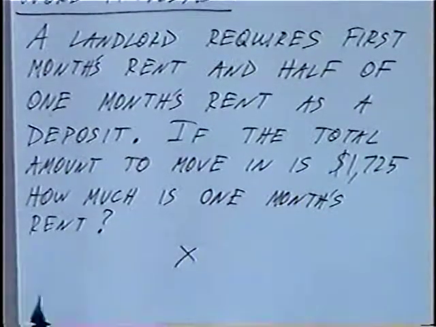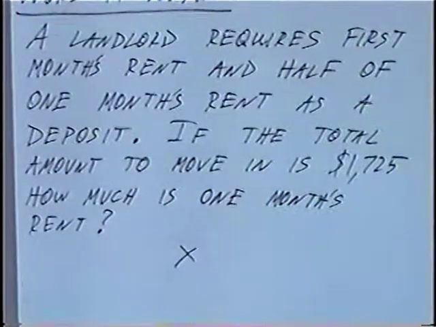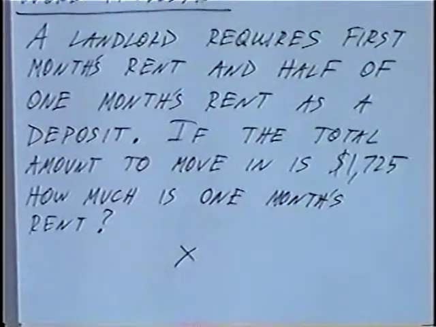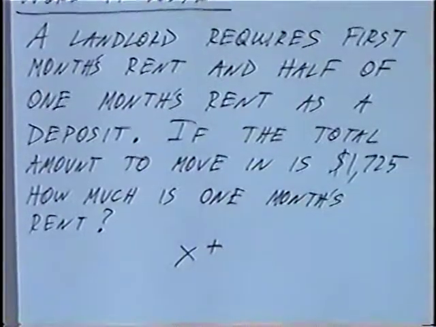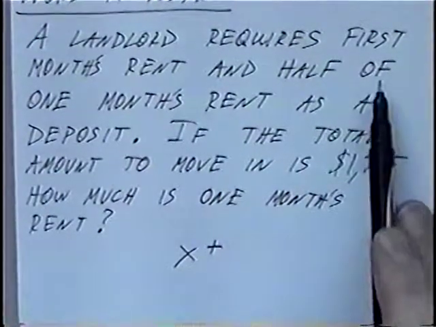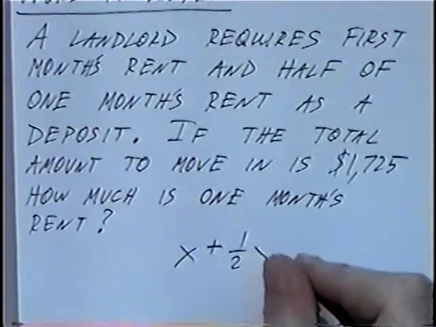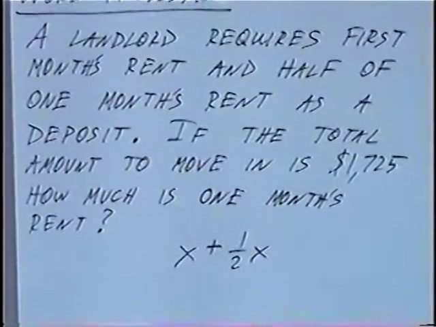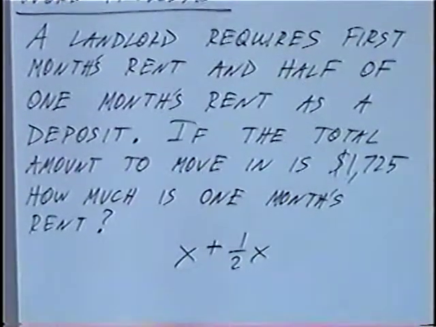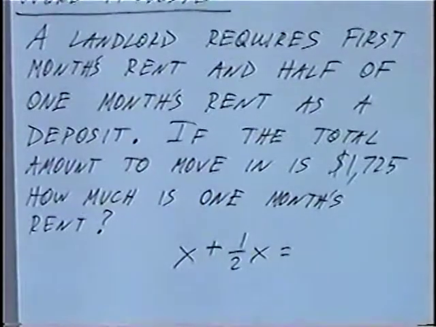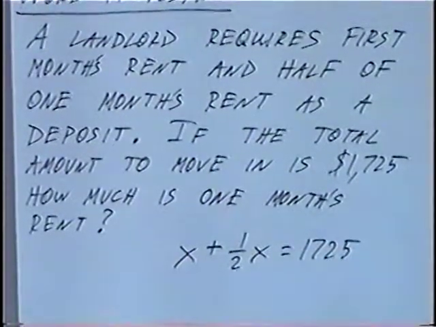When you move in, you have to pay the first month's rent, which is x, and also we have to pay 1/2 month's rent as a deposit. If you're paying extra, that would be adding to your total. Half of 1 month's rent would be 1/2 of X, since X is 1 month's rent. So you have the first month plus 1/2 of a month, and that equals the total that you pay, which is $1,725.